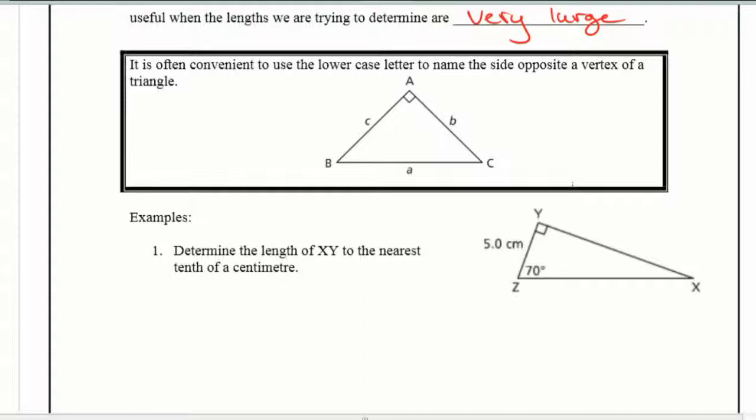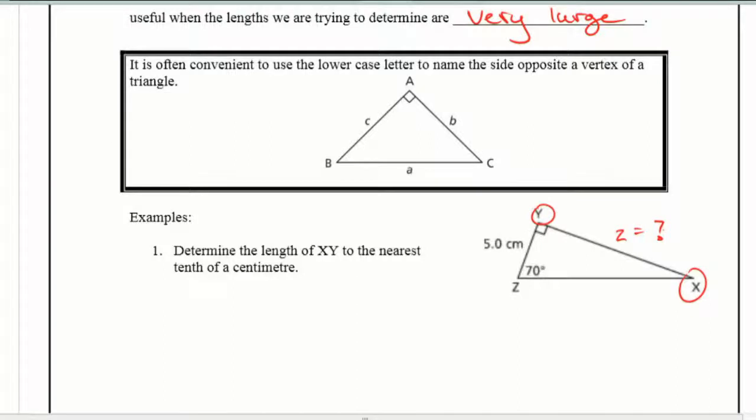So let's look at two more examples, or sorry, I guess there's three. Determine the length of XY. So XY is this length here. We'll call it little z because it's opposite angle big Z, to the nearest tenth of a centimeter. So we're trying to find how long that side is.